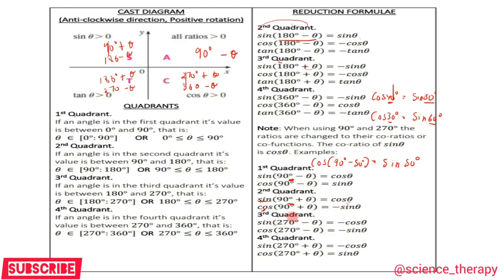Then other cofunctions are your 270 minus theta. They also act the same as your 90 minus theta and 90 plus theta. But for the level in grade 10, 11, 12, we don't get to use these ones. So when you are studying, or when you are answering questions, please avoid using the reduction formulas for 270, right?